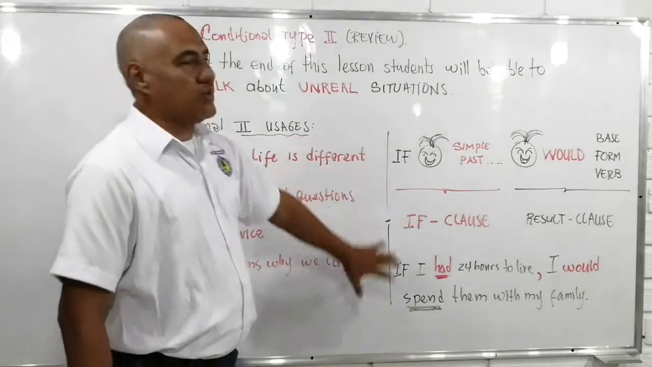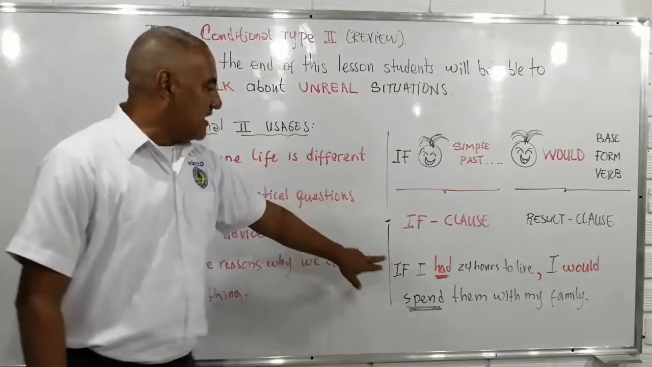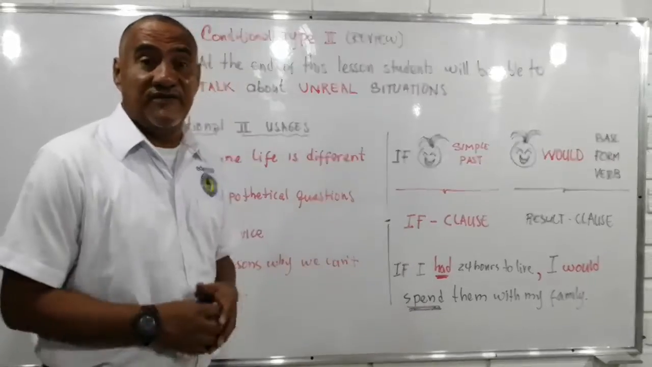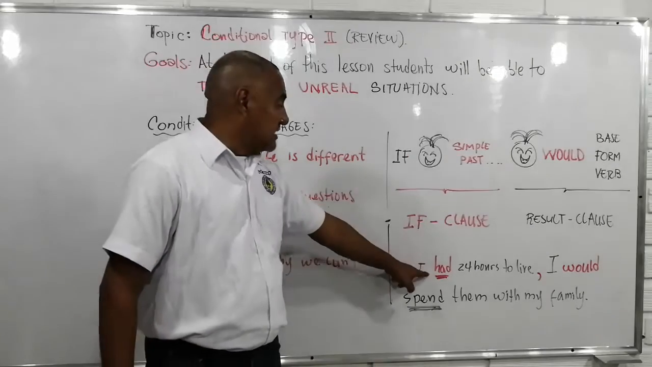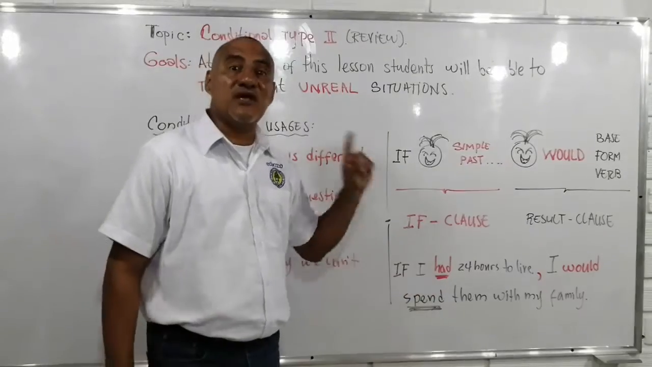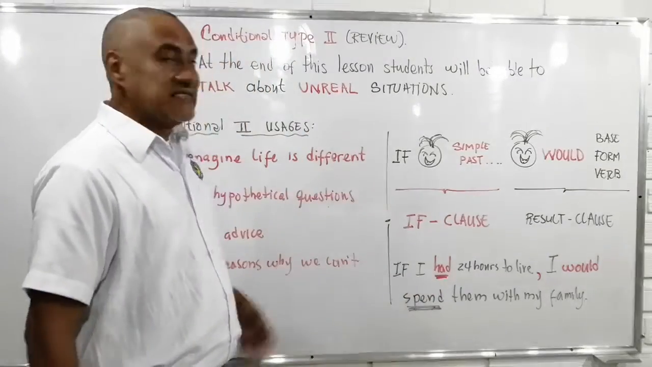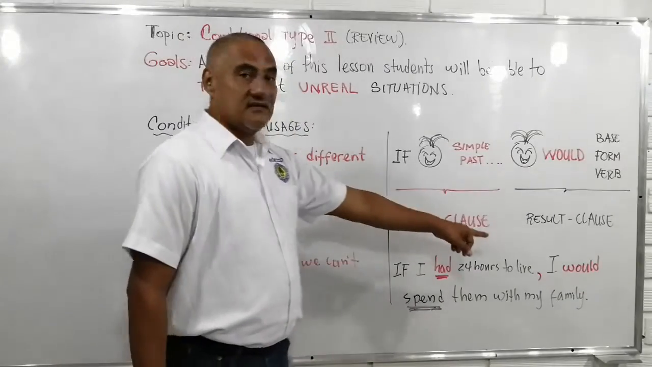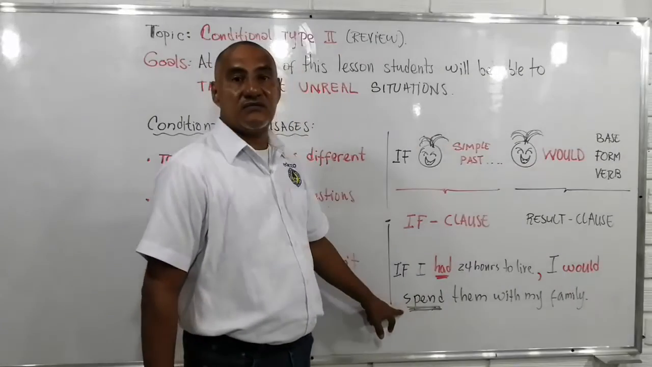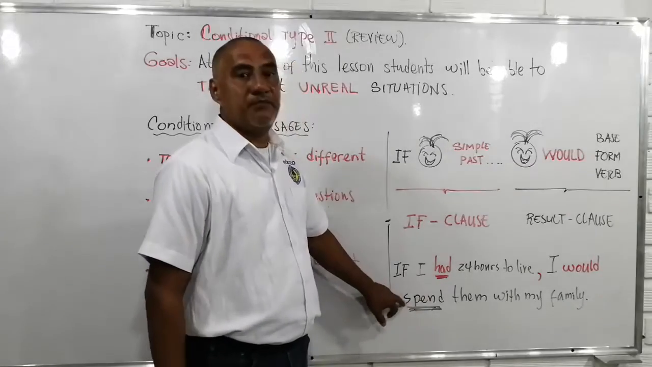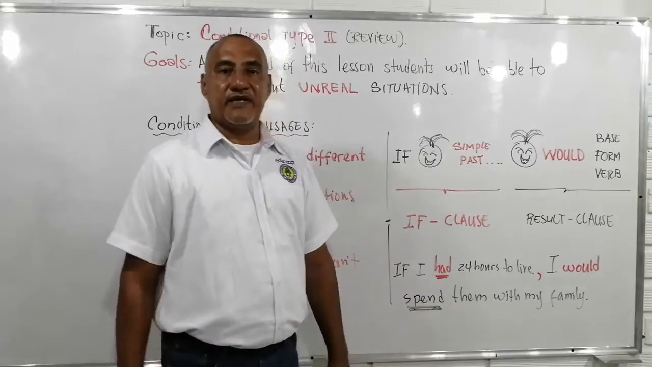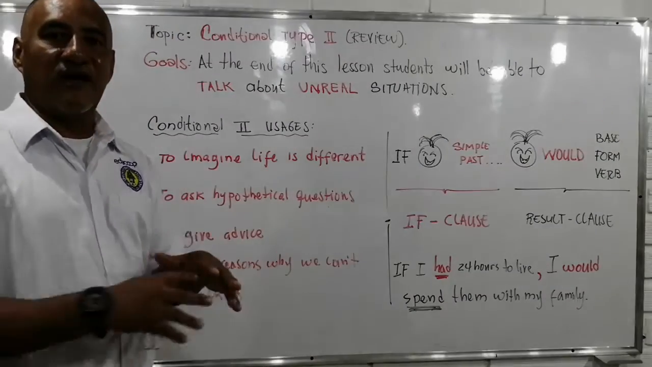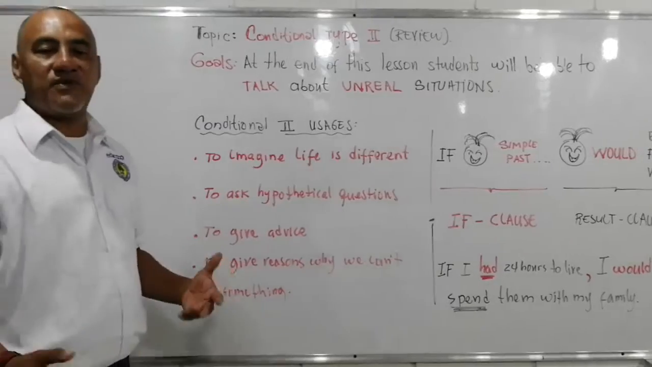Just to illustrate the structure, here I've got an example. If I had 24 hours to live, oh my God. Look, simple past. If I had, si tuviese 24 horas de vida, I would spend them with my family. Yo me las pasaría con mi familia. Spend is the base form of the verb spend. Okay? Don't go, my dear students, stay tuned. I am going to illustrate some more examples with this.